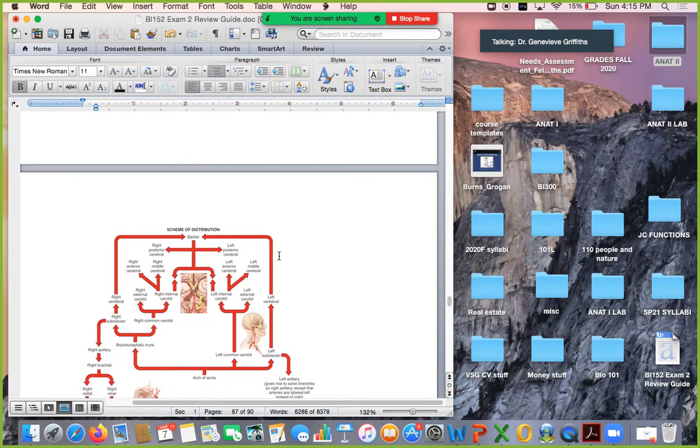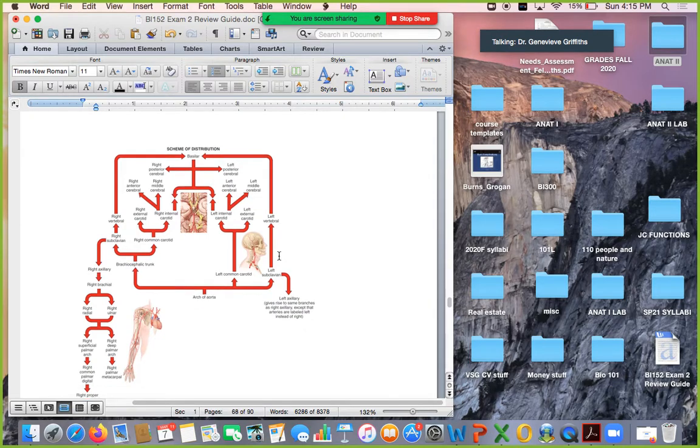Okay, and then if we're looking at the schema of distribution off of the aorta, here's the arch of the aorta. Again, we have three major branches, the brachiocephalic. Now note, the brachiocephalic splits into the same things that the other two are. It splits into the carotid and the subclavian. Here we have the left common carotid and the left subclavian that are already going to have their own branches off. So that brachiocephalic, again, splits off into the right common carotid.